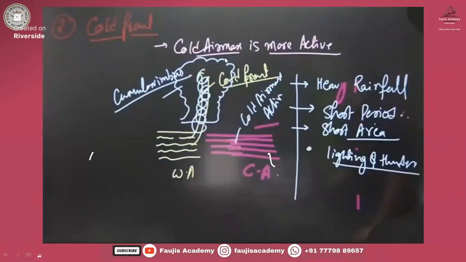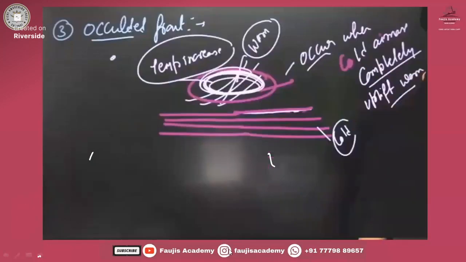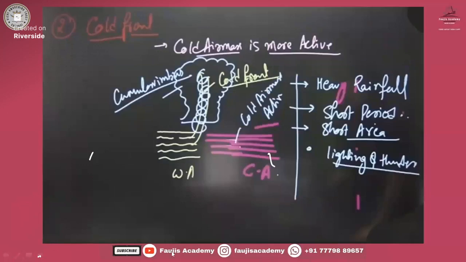So how is this cold front happening? In the warm front, we said that the warm air mass is more active. In this case, the cold air mass will be more active. So now in this case what will happen? See, here the warm air mass is blowing, and from here now the cold air mass is active. The cold air mass is coming from this side.